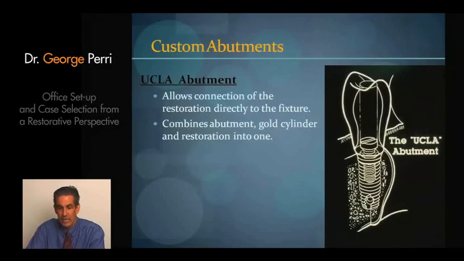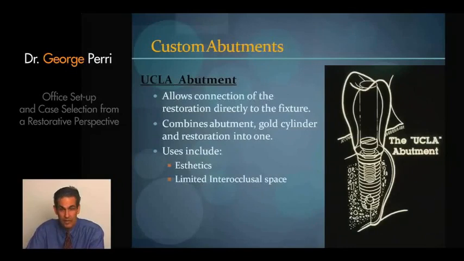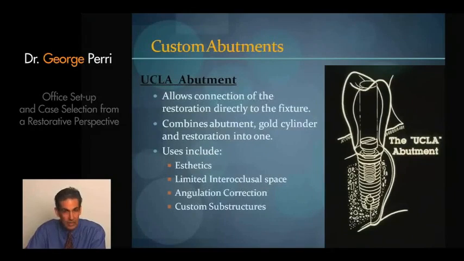Because what it does is it allows us to carry porcelain significantly subgingivally for the first time, and that was a great advantage aesthetically. So our uses still include aesthetics. It includes limited interocclusal space, and I think I can make this accurate statement that there is no way to restore a restoration closer to the implant head than with a UCLA type abutment that becomes the restoration. We also use it for angulation correction as any custom abutment can do. We can vary the angulation of the UCLA abutment and then put a secondary or a cemented restoration over the top.